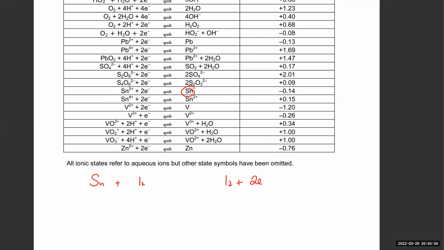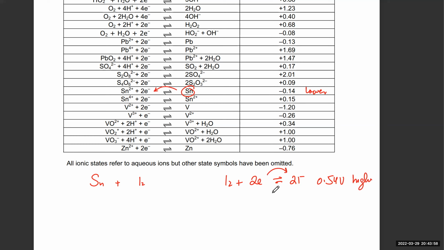That's 2I -1, and that's 0.54 volts. So tin clearly is the lower potential, right? And this clearly is the higher potential. So what will happen is the higher potential gains electrons, right? Tin ends up losing electrons, right? So that's the first reaction.